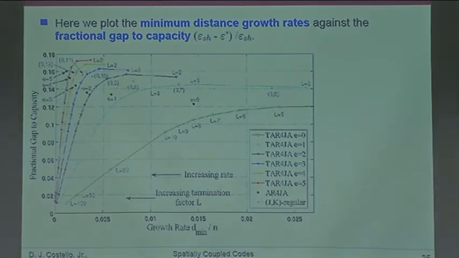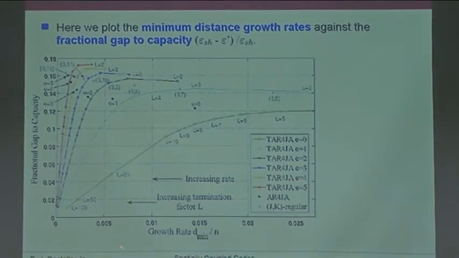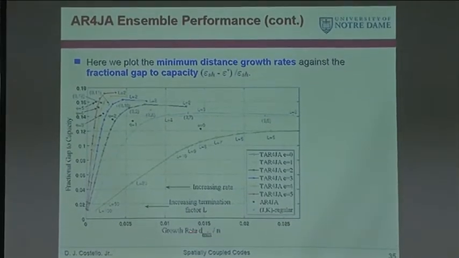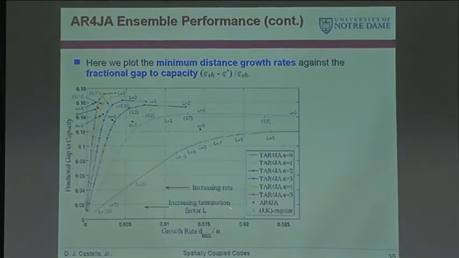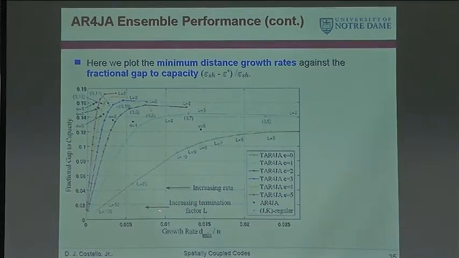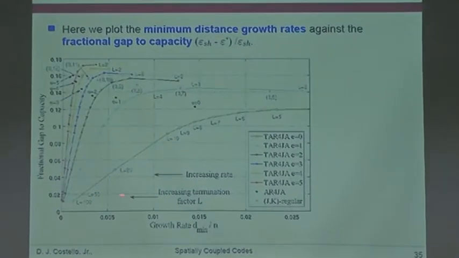This is just an illustration of plotting here the fractional gap to capacity for these ARJA codes as we vary the minimum distance growth rate. So we saw as we increase the termination factor, the distance growth rates are decreasing. So we're increasing the rate of the code but decreasing the distance growth rates. And these curves plot the fractional gap to capacity.